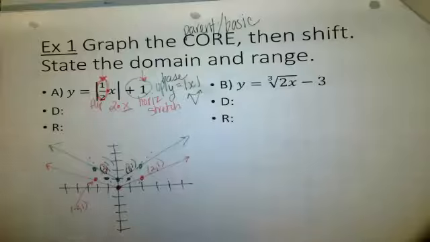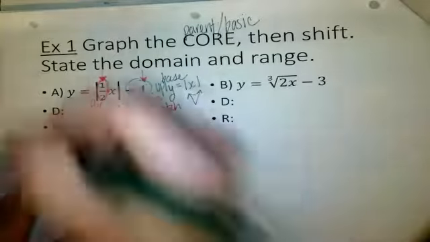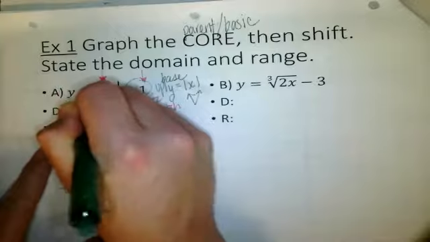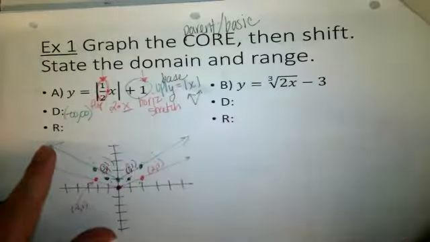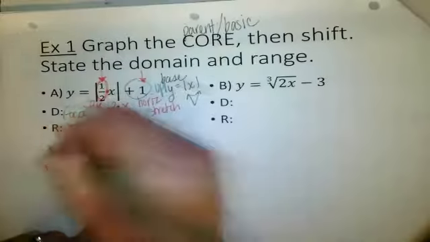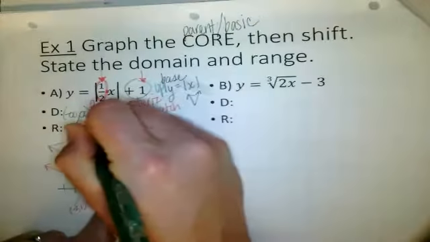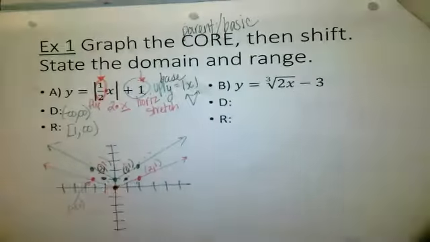The domain, how far left and how far right does our green graph go? Infinity. So -infinity to +infinity. What's our range? Good. Our lowest y value is 1, and it goes up forever. So 1 to infinity. Bracket 1 to infinity.